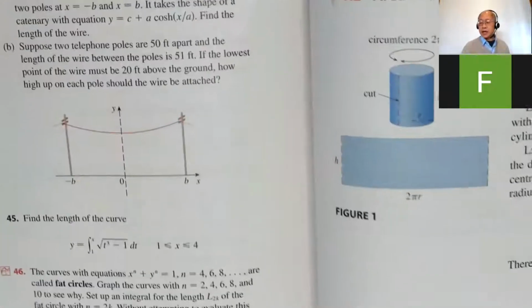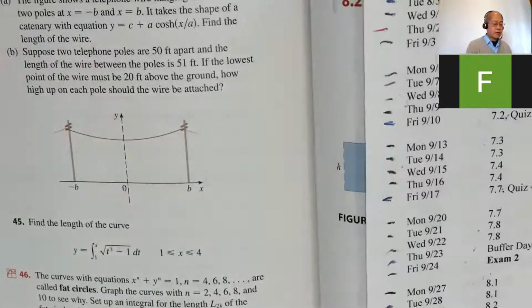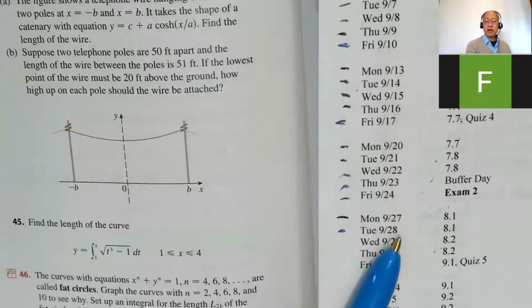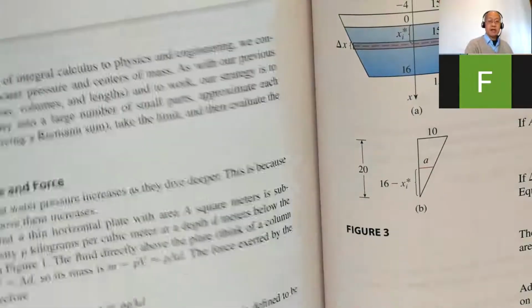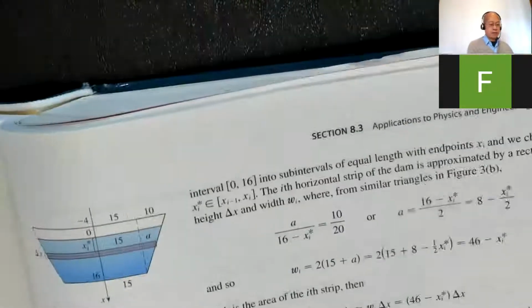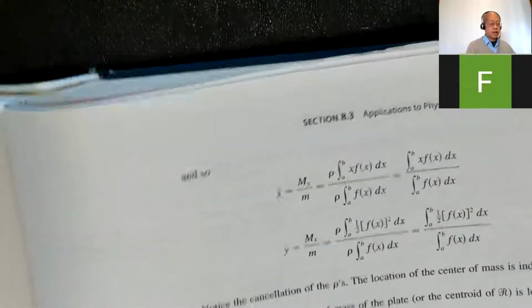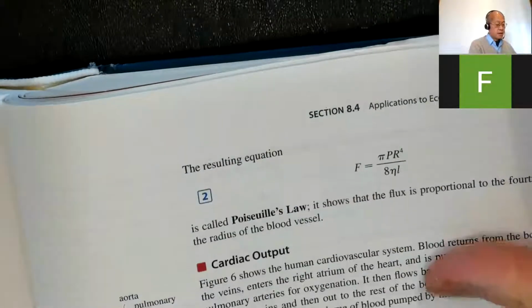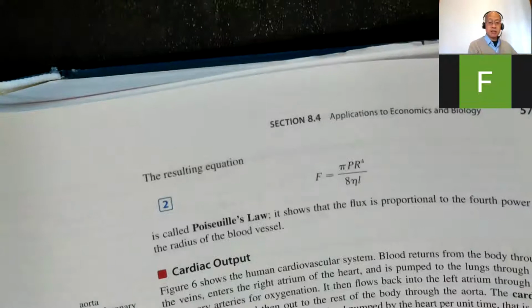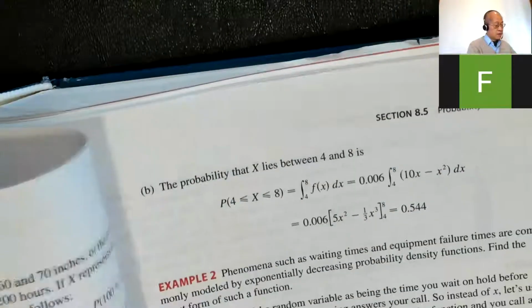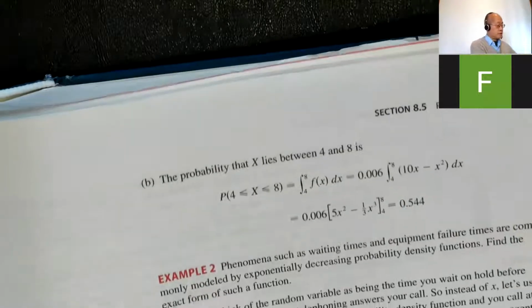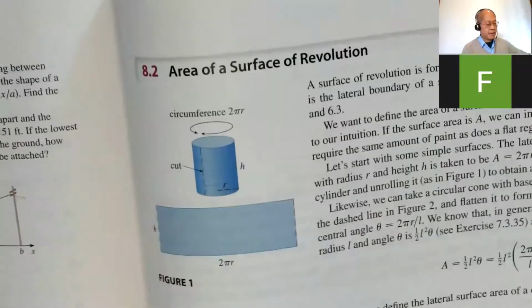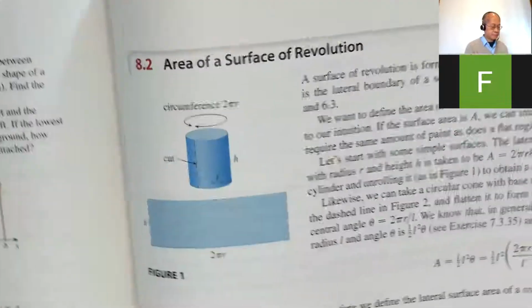And again, I'll hasten to add, these two sections are the only sections we're doing in chapter 8. There is more stuff in chapter 8, but we're not scheduled to do them. Other applications to physics and engineering, you might get that in your physics class or your engineering class. Applications to economics and biology, some probability. We're not required to cover those topics, but just to let you know that they actually exist.